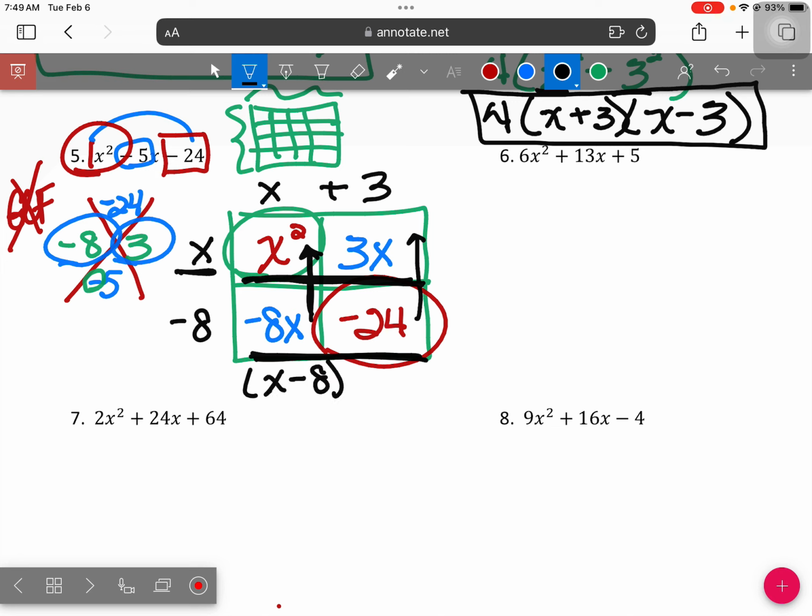So rewrite them. X minus 8 times x plus 3. That is your factorization there. Miss Thede, can I have x plus 3 times x minus 8? Is that the same thing? Well, is it? Yeah. 5 times 4 is the same as 4 times 5.